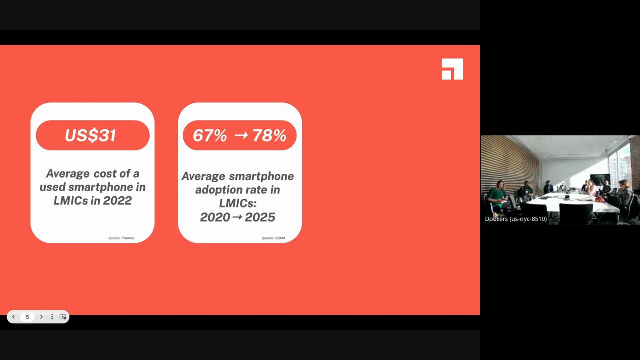did a study on the adoption rate of smartphones across low and middle income countries, and found that in 2020, about 67% of the population had smartphones, and they modeled that again to see that in 5 years' time it would be about 78%.